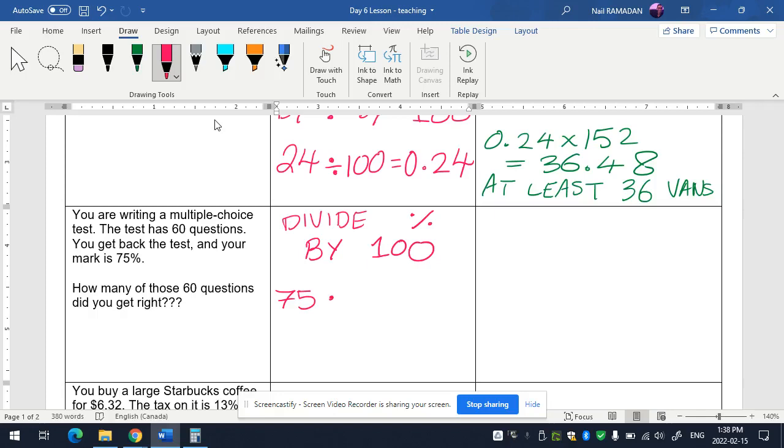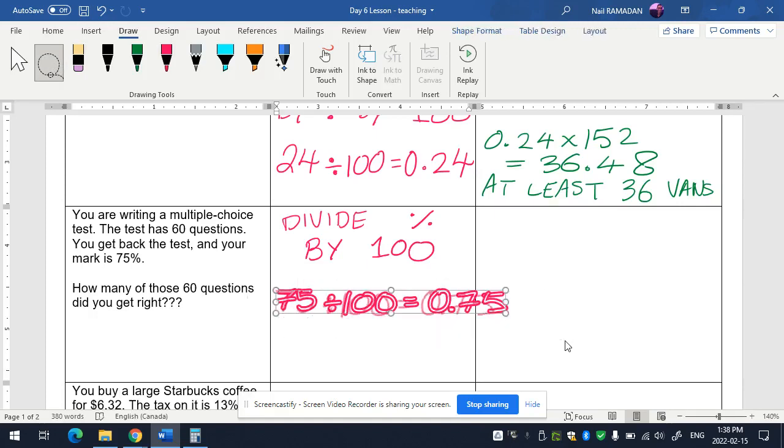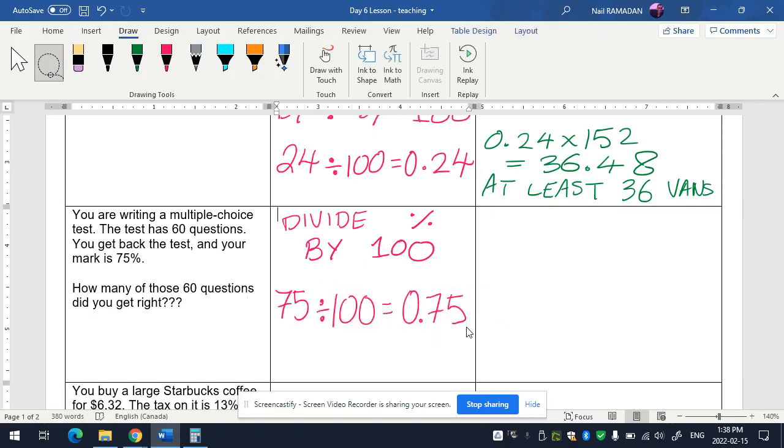divided by 100. How much is 75 divided by 100? 0.75. That's my first step. What's my second step? What do I do with that decimal? How would I use it? Exactly. One step you divide, one step you multiply. So multiply by number of questions.